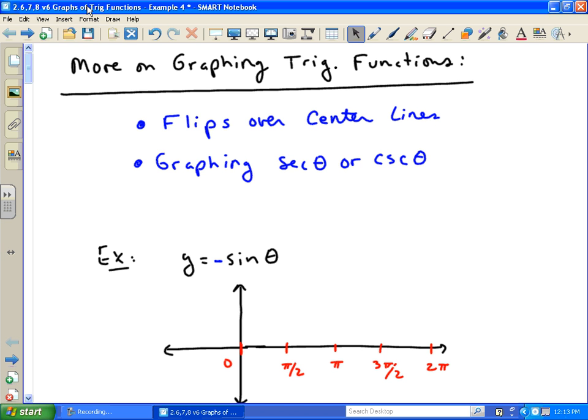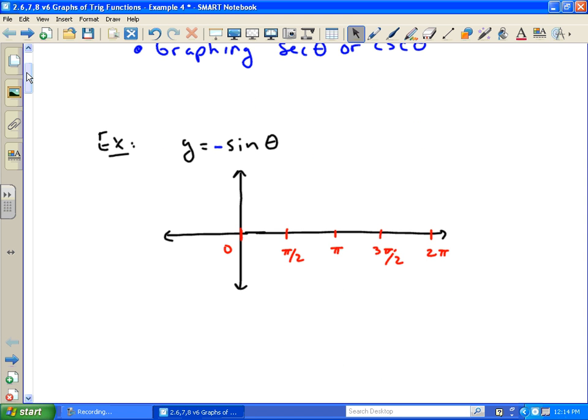Now, we haven't seen any kind of flips over our center line. So what I want to do is talk about just a simple example, y is equal to negative sine of theta, and see what that negative value does. Now sine of theta, we know that here we're not having any change to the amplitude, so we'd have up at 1 and down at negative 1 being the values determined by our amplitudes. Generally, sine starts at 0, 0. That will stay the same.